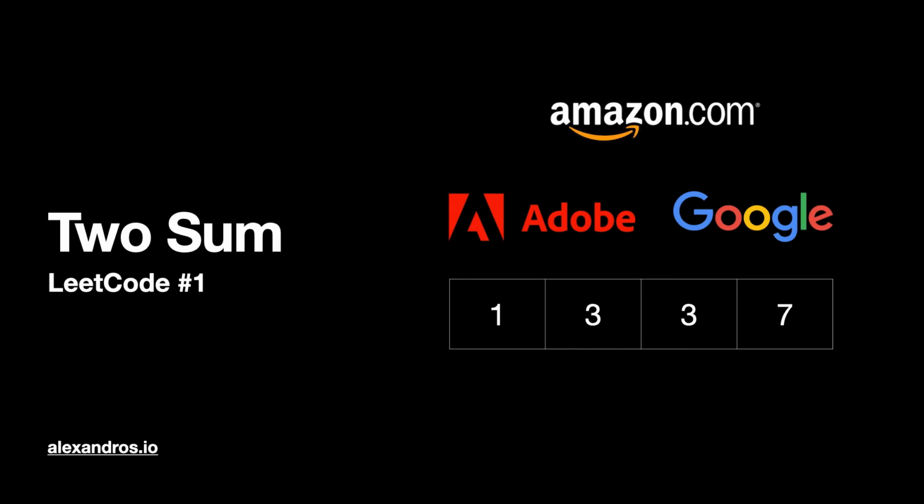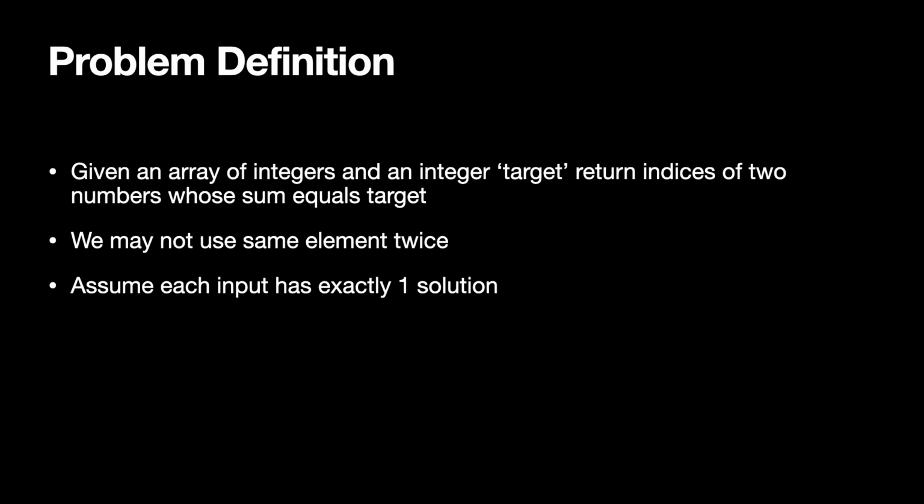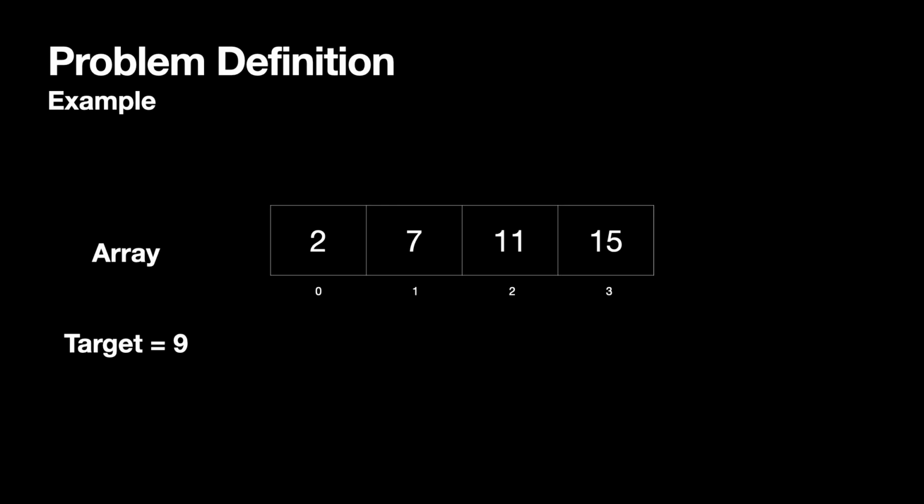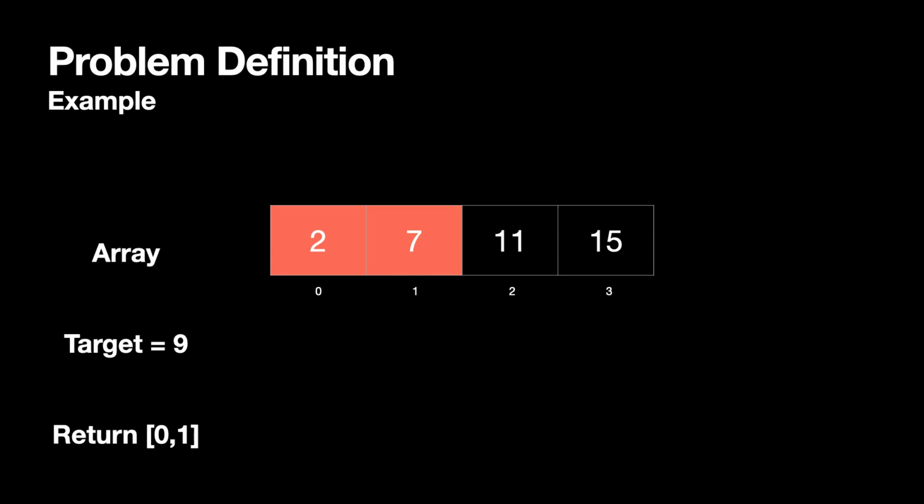First, let's take a look at the problem definition. The problem asks, given an array of integers and an integer target, return the indices of two numbers whose sum equals target. Furthermore, we may not use the same element twice, and we can assume that each input has exactly one solution. For example, given this array and a target of 9, we must return indices 0 and 1, since the elements at those indices, 2 and 7, have a sum of 9.